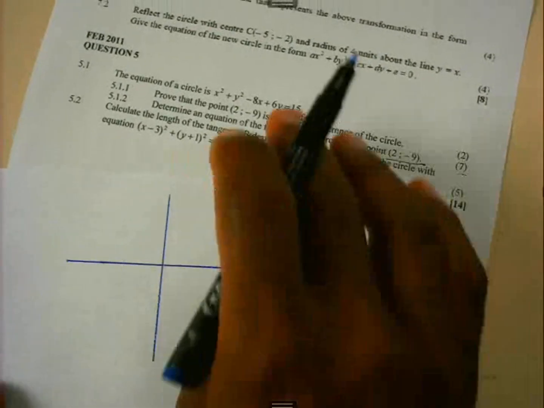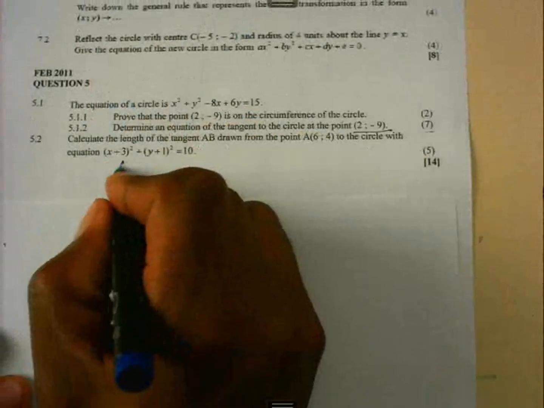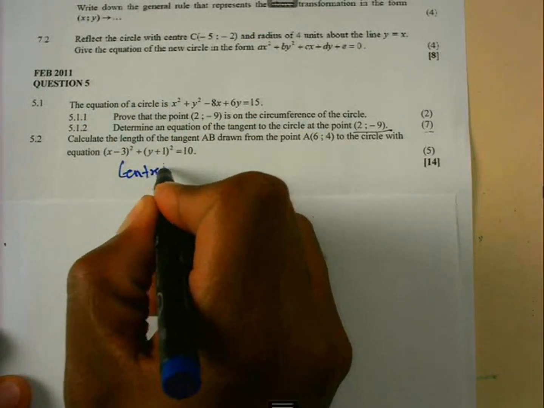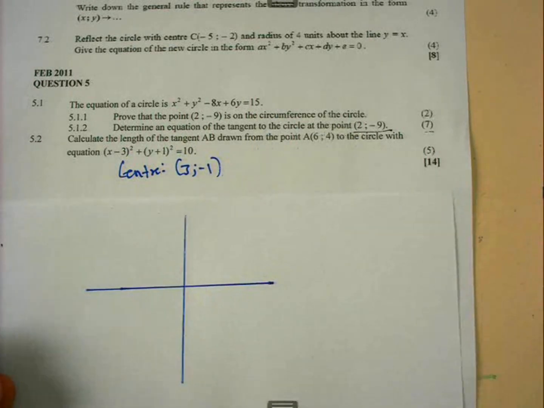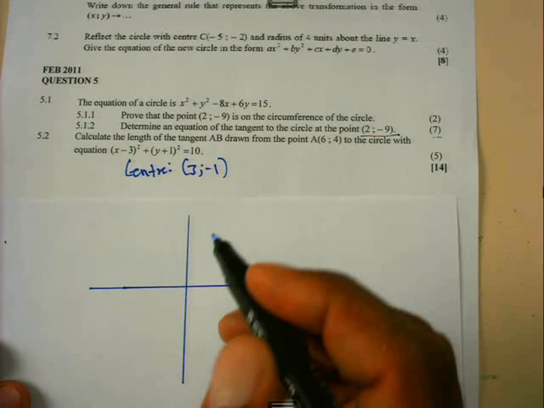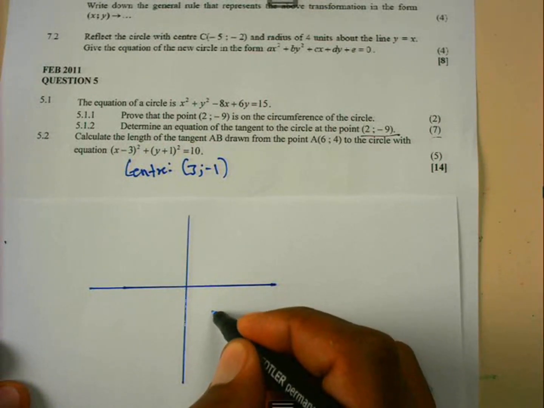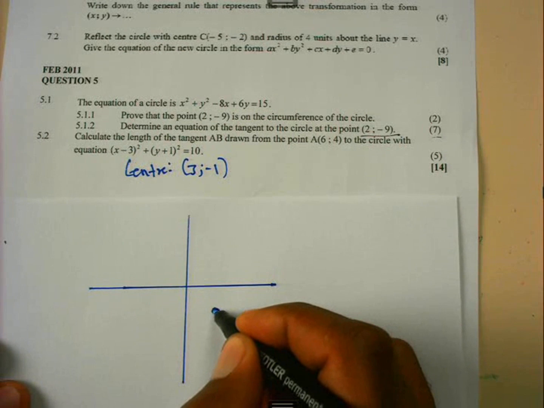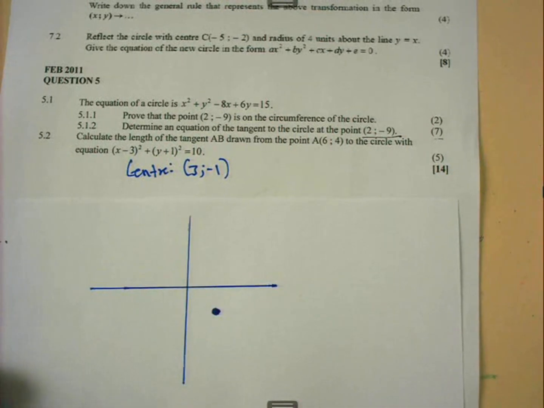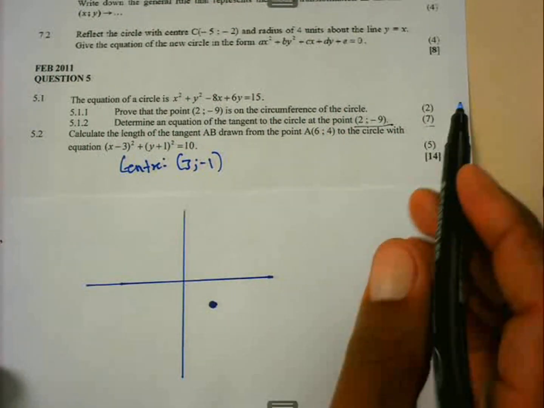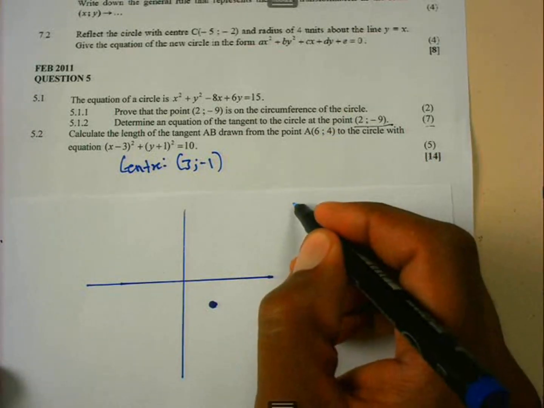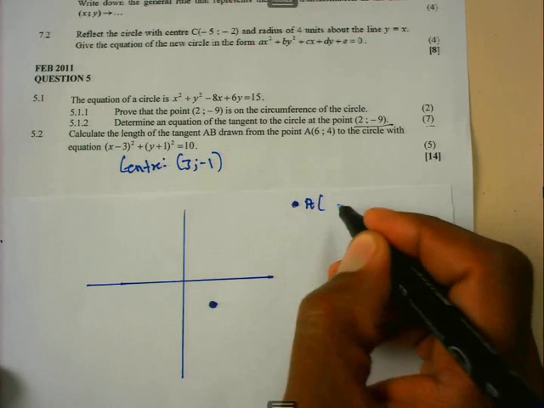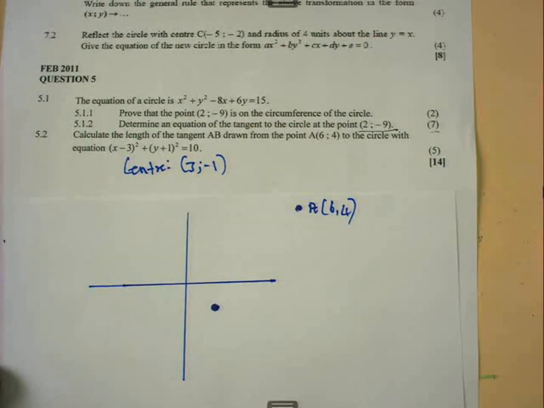Right, and now from here, what is the center of the circle? The center of the circle will be 3 and negative 1. We agree that it is 3 and negative 1, x is 3, y is negative 1. That is the center of the circle. Now, where is this point A? Point A is 6 and positive 4. That will be A on this side.